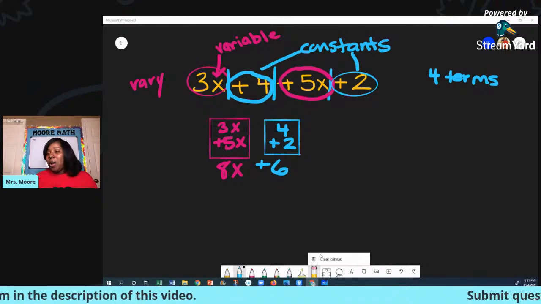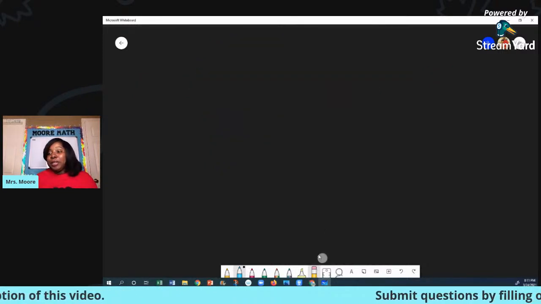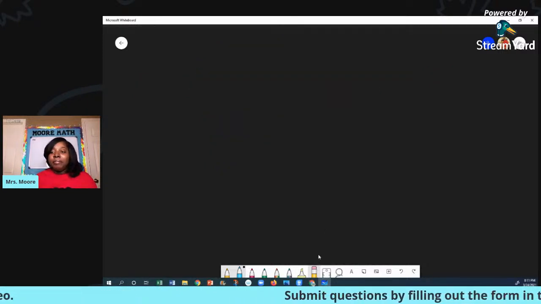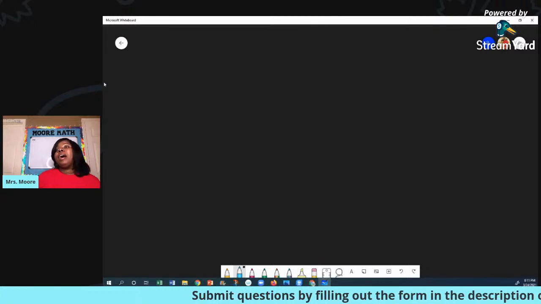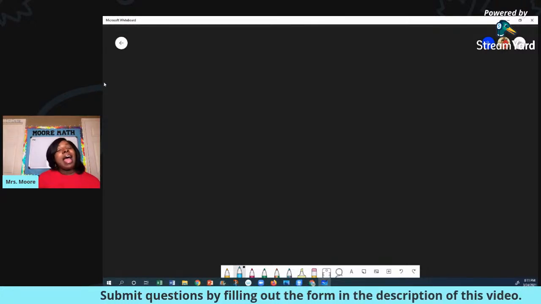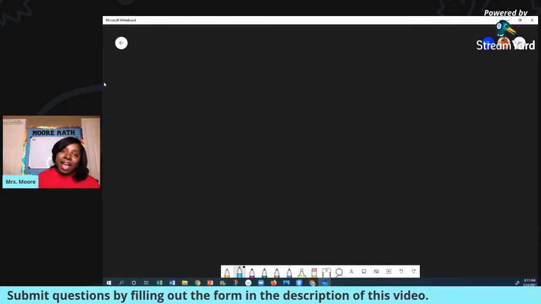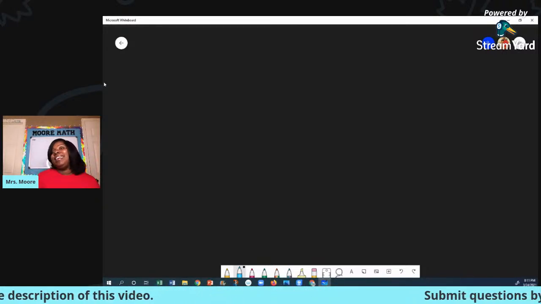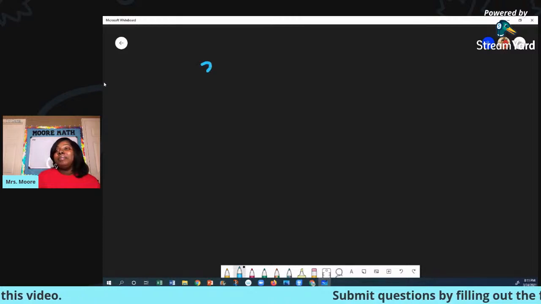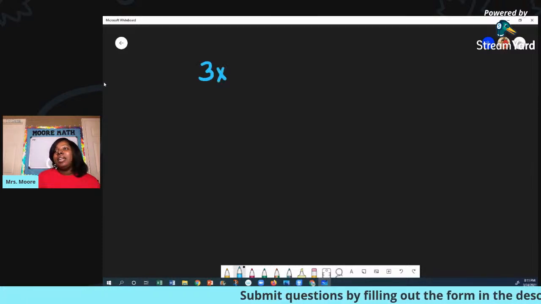All right, so let's keep going with combining like terms, because this is a very, very, very important part of Algebra 1, Algebra 2, 7th grade math, 8th grade math, and I've even taught it to my 6th graders just recently in the past few weeks. Okay, so now let's take it up a notch.